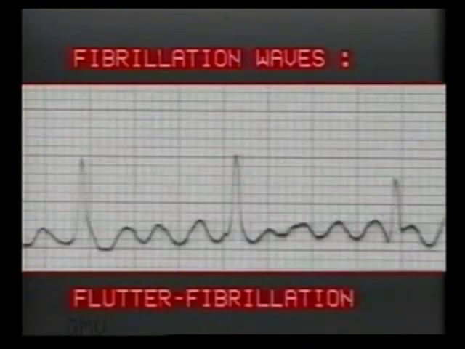Coarse fibrillation waves at times resemble atrial flutter, and a mixed pattern with characteristics of both is seen, as in this strip. This is termed flutter fibrillation. It has no clinical significance, just an ECG manifestation of atrial fibrillation. Note that each F wave occupies less than 4 small squares. So the rate is around 400 per minute, which is beyond the range of atrial flutter. So this is not flutter but flutter fibrillation.